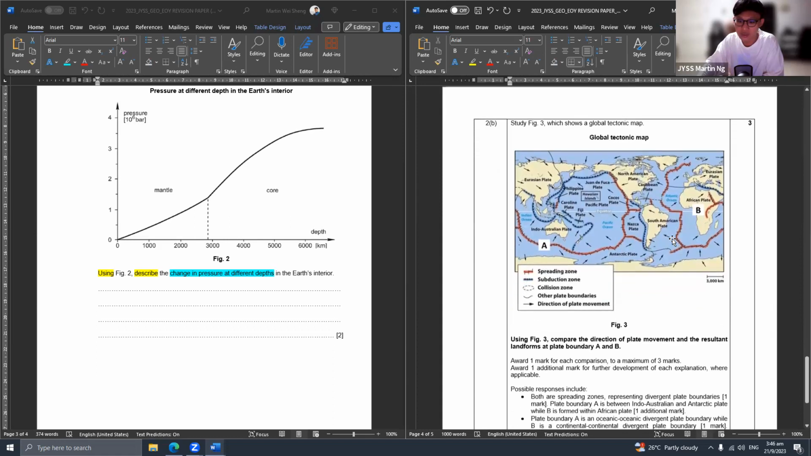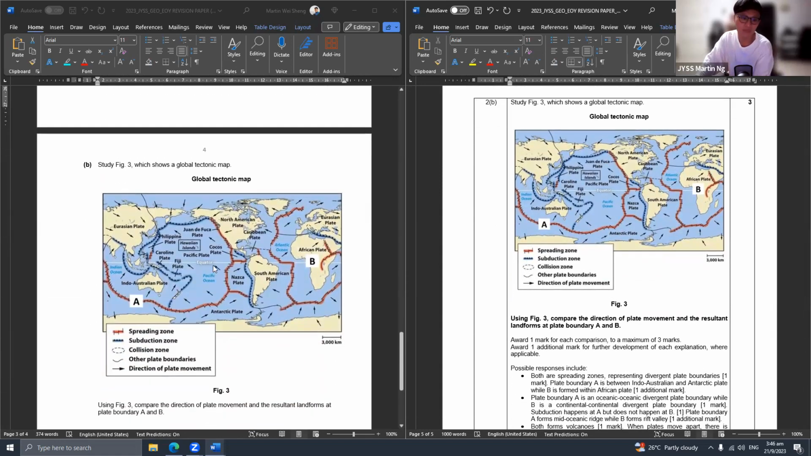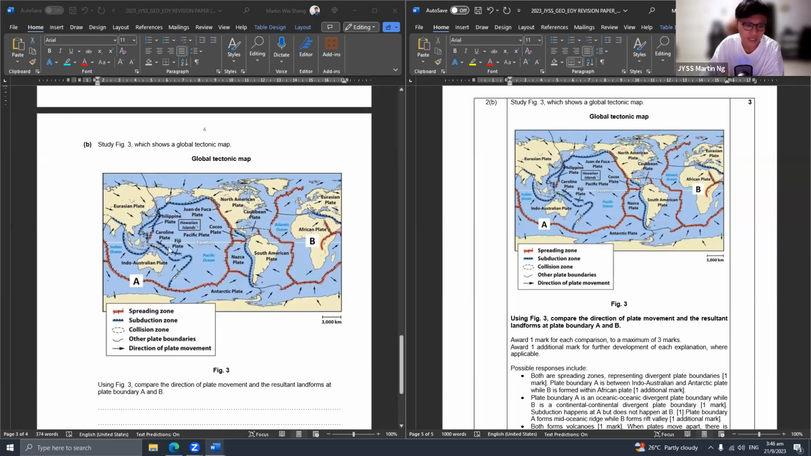Now the last question, question 2B. Question 2B is a world map showing the tectonic plate movement. Study figure 3, which shows a global tectonic map. Now, how do we make sense of this map? We always look at the legend. Number 1, legend. Number 2, the scale. And then we see if there are any additional labeling.